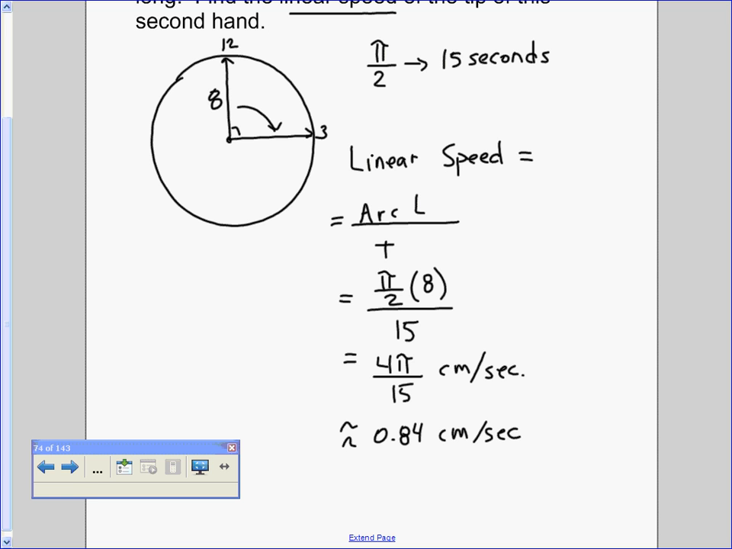Okay, again, so we have the arc length here. We get the arc length by taking our angle theta, which in this case was pi over 2. We just chose one randomly, times 8, which is going to be our radius, over our amount of time, which is here, just 15.